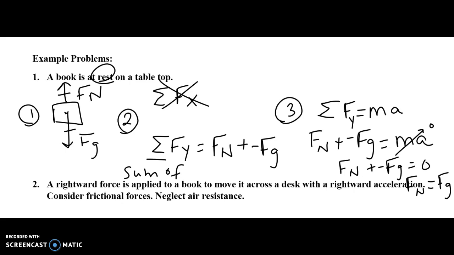So step one, draw a free body diagram. Step two, write a net force equation in both directions. Net force just means adding up all the forces that exist. And the third step is applying that to Newton's second law, which is F equals ma, or net force equals ma. So I'm just subbing in my net force and having it equal ma.